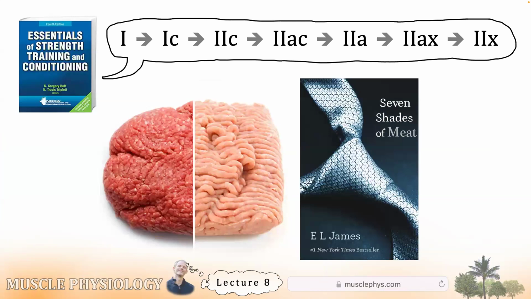According to the Essentials of Strength and Conditioning, these are your fiber types: 1, 1C, 2C, 2AC, 2A, 2AX, and 2X. Not just plain old dark meat and white meat, but 7 shades of meat in all. We've talked about types 1 and 2 very generally, but C, A, and X specifically, those matter too.